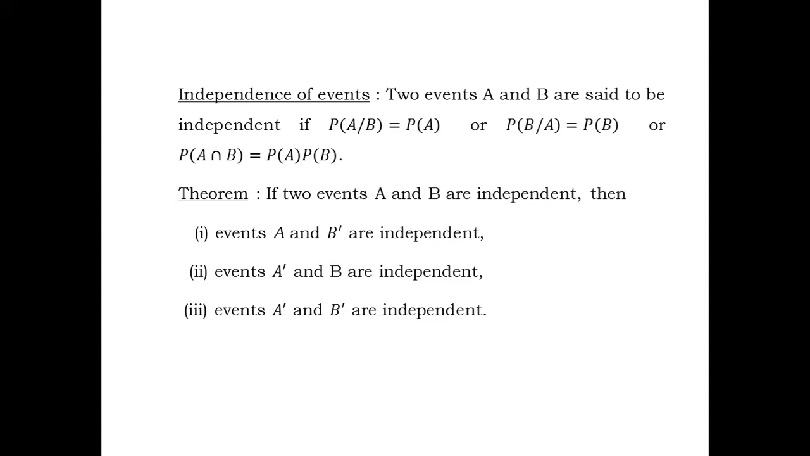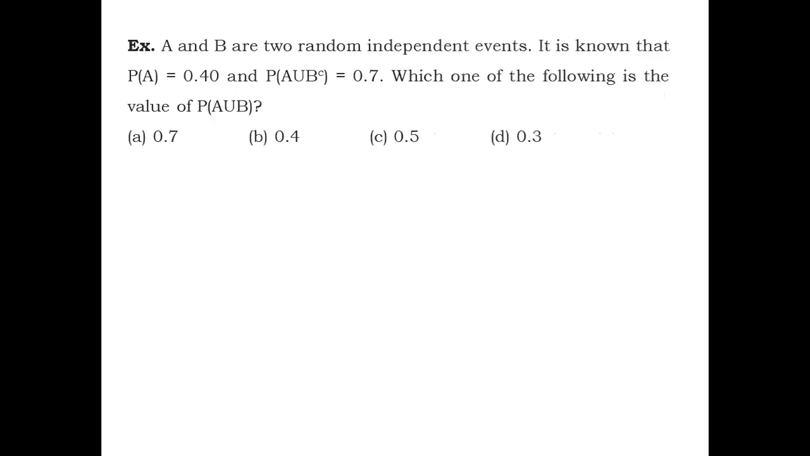Independence of events. Yes. So we have seen two events A and B are independent if probability of A given B is equal to probability of A, or probability of B given A is equal to probability of B. That means if you simplify, then we are going to get probability of A intersection B equal to probability of A into probability of B. Then if two events A and B are independent, then events A and B complement are also independent. Event A complement and B are also independent. Events A complement and B complement are also independent. Okay, let us go for the next problem.